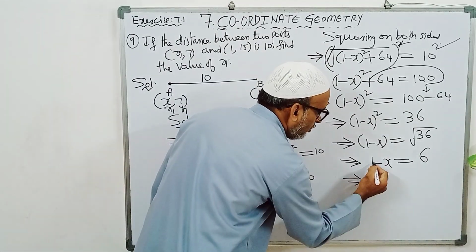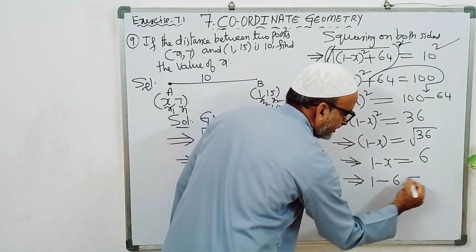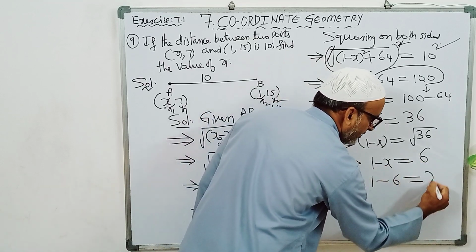Implies now 1 plus 6 you bring this side, minus 6 is equal to minus x, you take that side, plus 6.